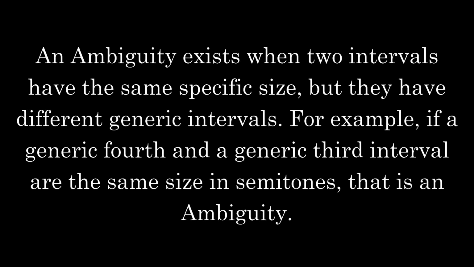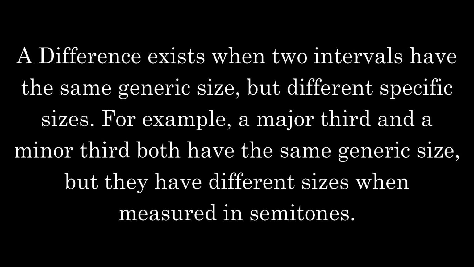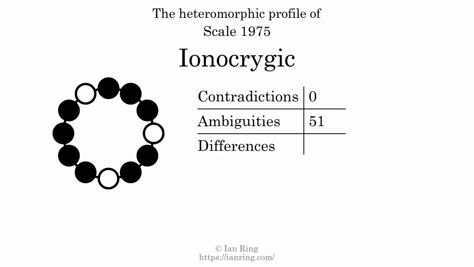An ambiguity exists when 2 intervals have the same specific size, but they have different generic intervals. For example, if a generic fourth and a generic third interval are the same size in semitones, that is an ambiguity. The number of ambiguities in this scale is 51. A difference exists when 2 intervals have the same generic size, but different specific sizes. For example, a major third and a minor third both have the same generic size, but they have different sizes when measured in semitones. The number of differences in this scale is 138.